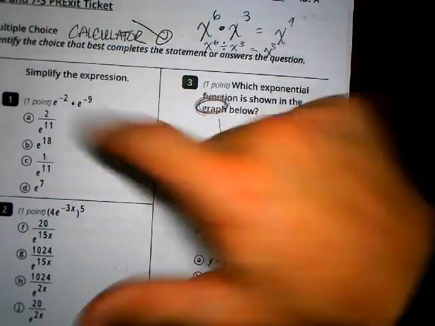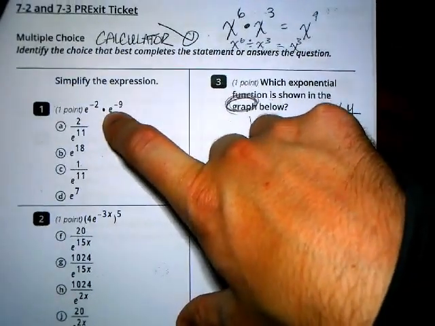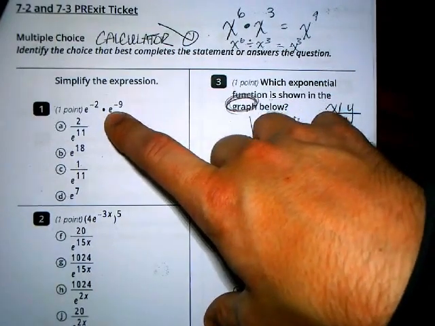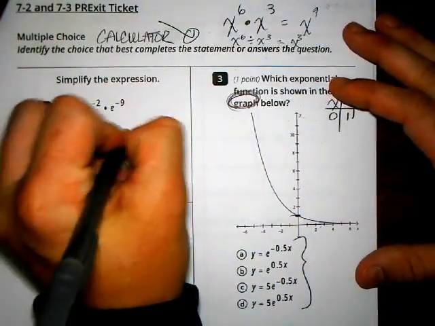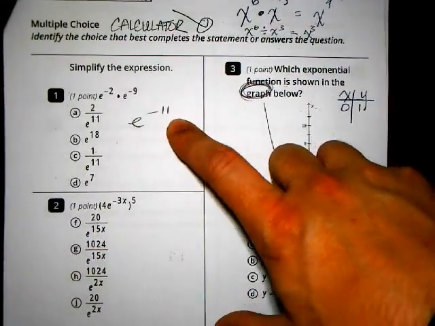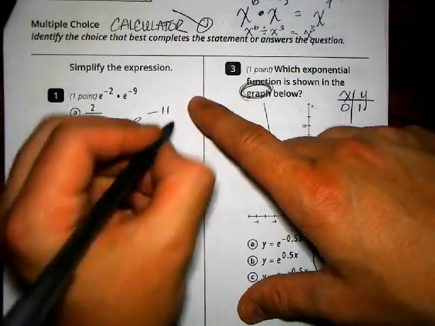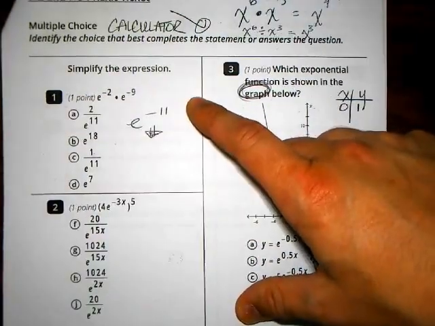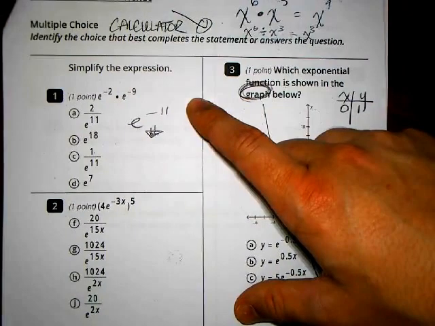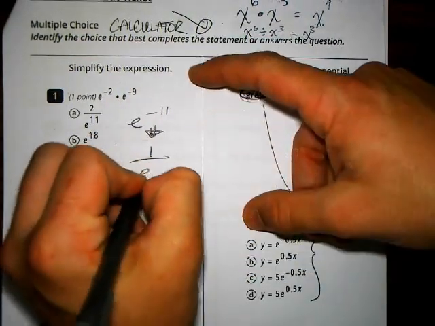So let's take a look. We've got e to the negative 2 and then e to the negative 9. What did you do here, Chris? So you got e to the negative 11. All right, Flores, is this e to the negative 11 happy? No. What can you do here? Put it as the denominator. Good. 1 over e to the 11.